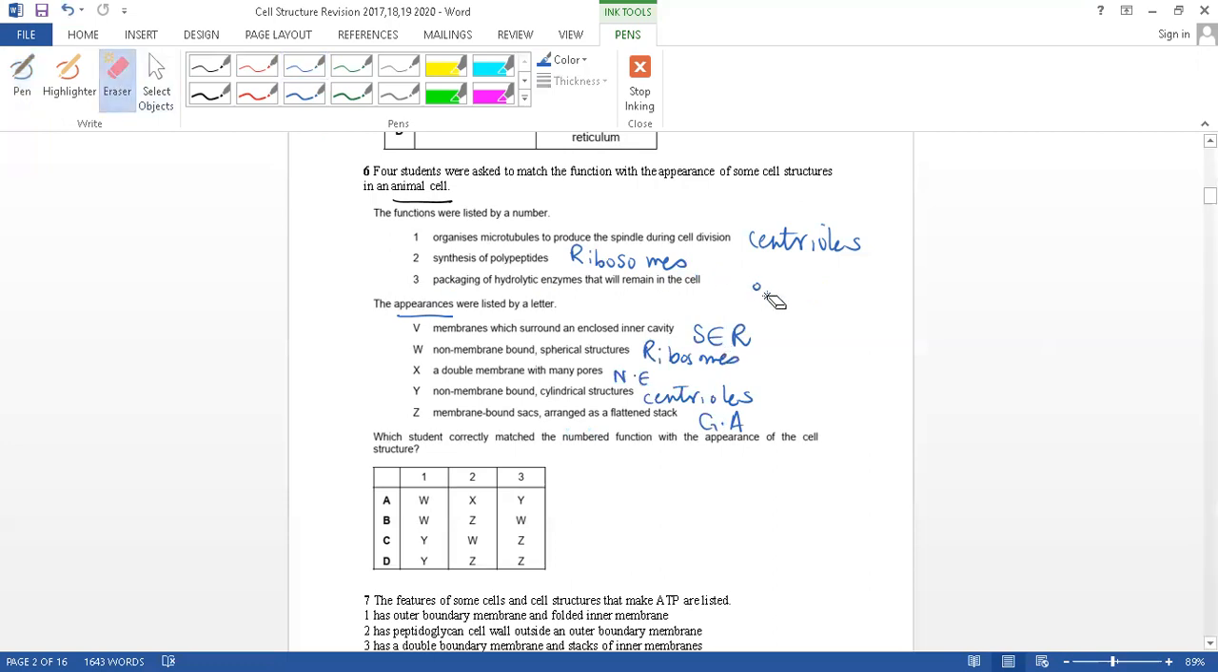Hydrolytic enzymes are inside the lysosome. But what is packaging those hydrolytic enzymes within the lysosome? Golgi. Okay, so can you match the structures now? One with Y. Two with W. And three with Z. So one Y, two W, three Z. Answer is C.